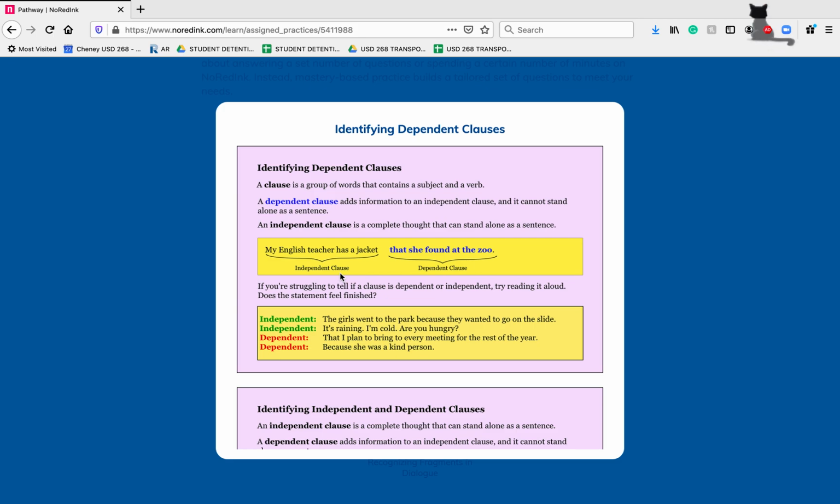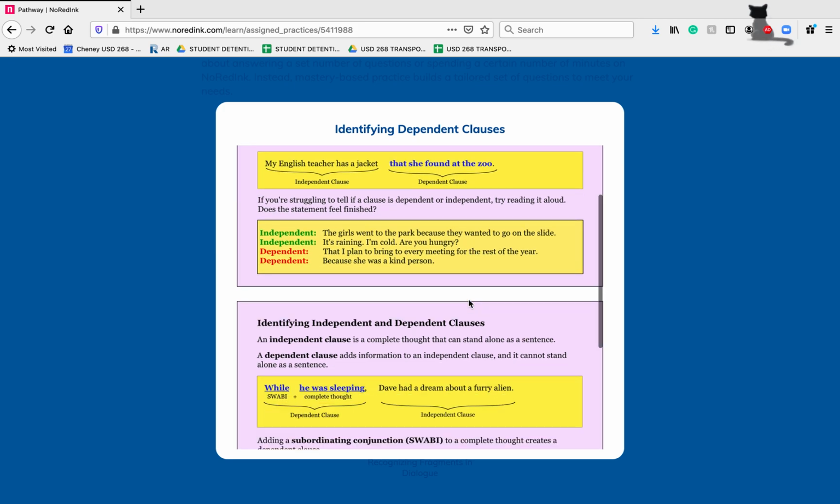Now with our dependent clauses, these are our clauses that are trying to give more information to be really supportive of an independent clause, but they're not super strong and they can't stand alone as a sentence by themselves. An independent clause can. If something's independent, it means it can stand alone, doesn't need anything else. So in our sentence here, "my English teacher has a jacket" is an independent clause. It is a complete thought. It doesn't need any more information to make sense. "That she found at the zoo," however, is a dependent clause that's giving us more information about that jacket, but if I just say "that she found at the zoo," it doesn't make very much sense.